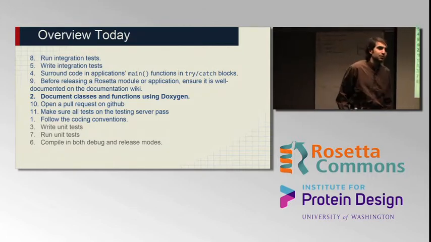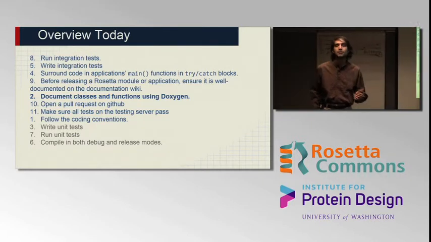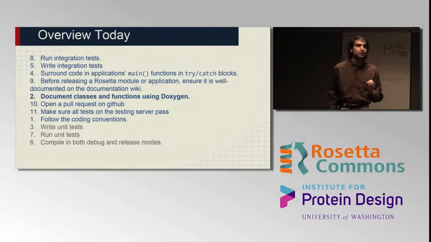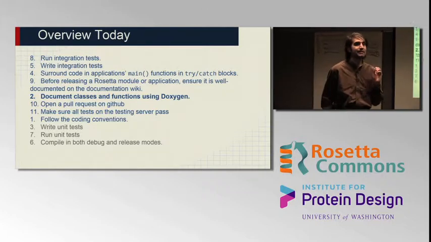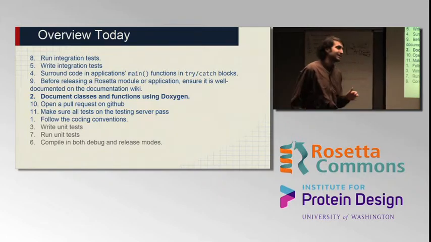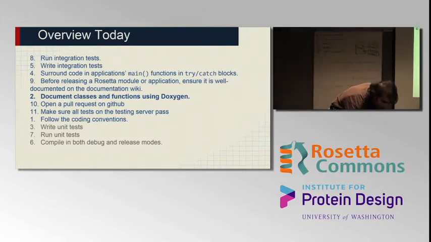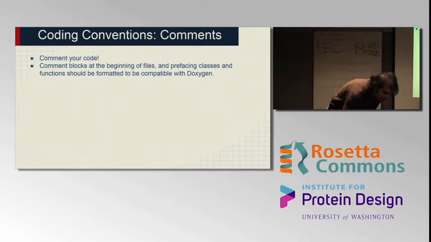Now, in addition to the help wiki, which is for users, we have the Doxygen documentation, which is for developers. The Doxygen documentation, in theory, documents every single variable, every single class, every single thing that's in Rosetta. In practice, it's not quite complete, but it's still pretty good. It's accessible on the Graylab website.